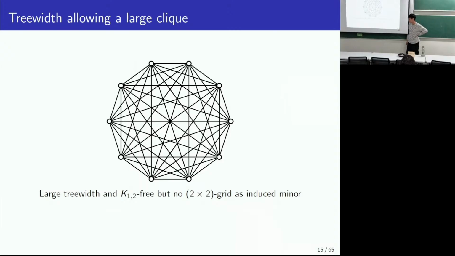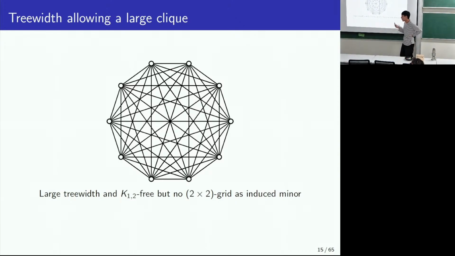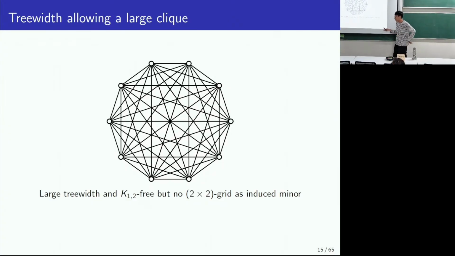Here is one thing we also should care about: when we forbid K_{1,d} as an induced subgraph, it means that we will allow all the large cliques in our graph class. Since a large clique has large treewidth and is K_{1,2}-free, but has no 2x2 grid as an induced minor, we have to think about a treewidth-like parameter that somehow allows large cliques. So here comes the tree independence number.